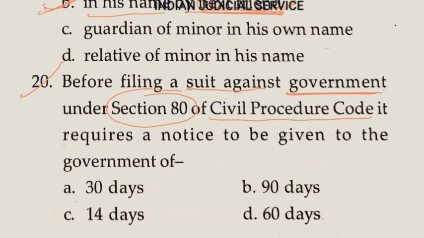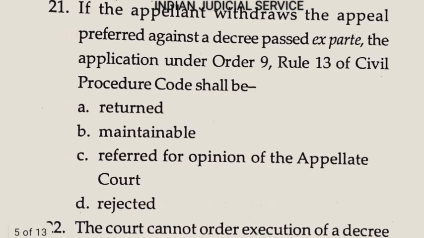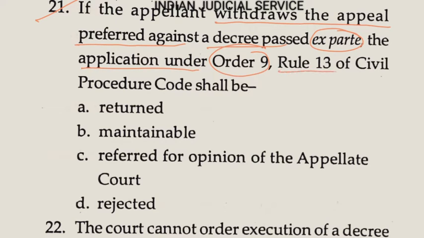Now question number 20, before filing a suit against the government under Section 80 of the Civil Procedure Code, it requires a notice to be given to the government of. So how many days notice is given against the government? So the notice here is 60 days. So the answer here is option D. Now question number 21, if the applicant withdraws the appeal preferred against an ex parte decree, the application under Order 9 Rule 13 of the Civil Procedure Code shall be maintainable. So the answer is here option B.